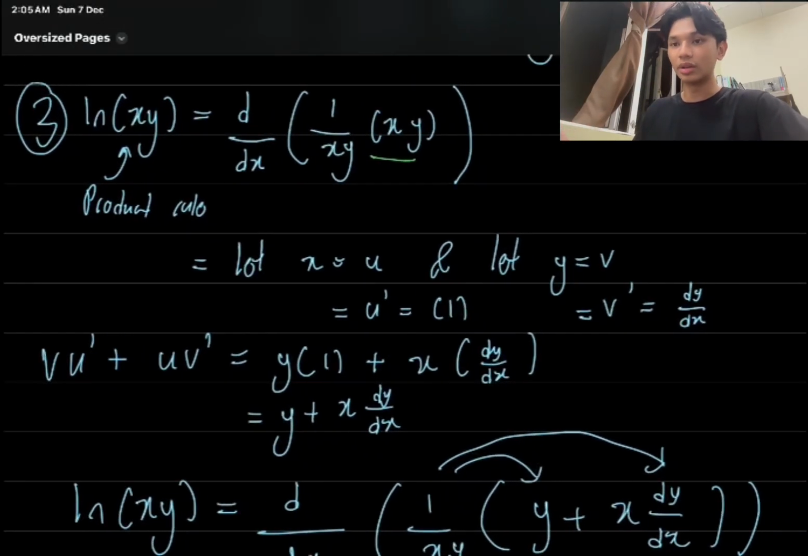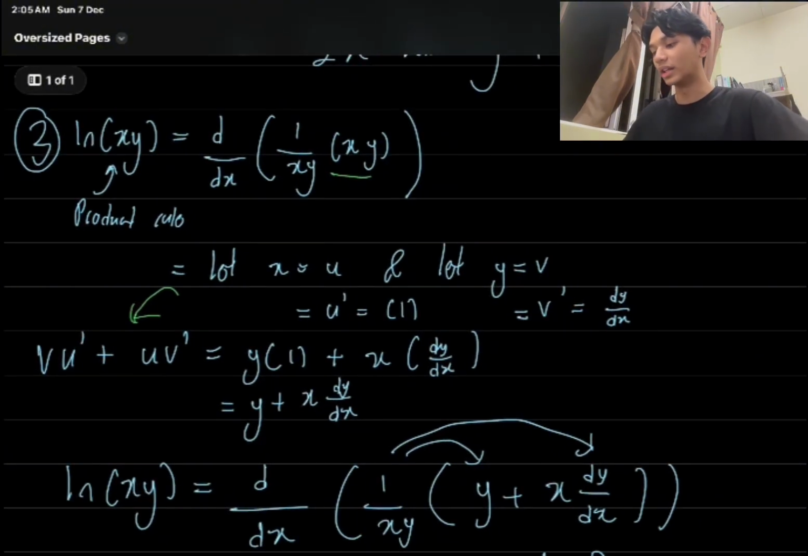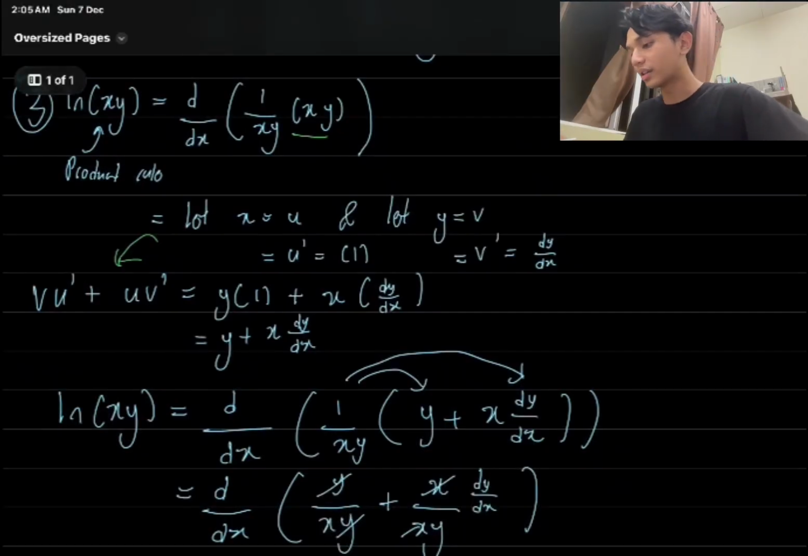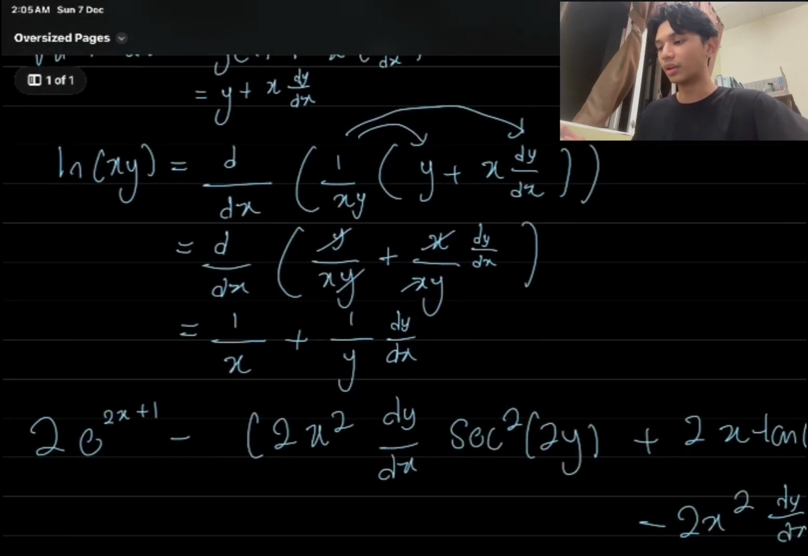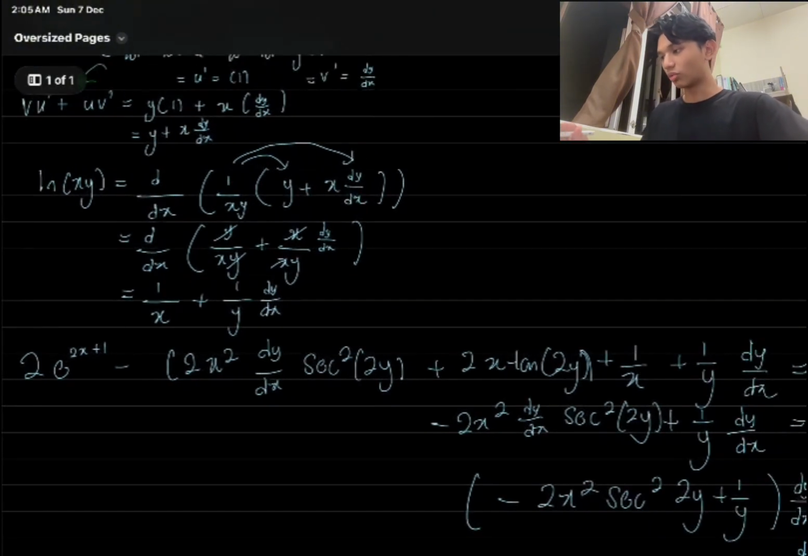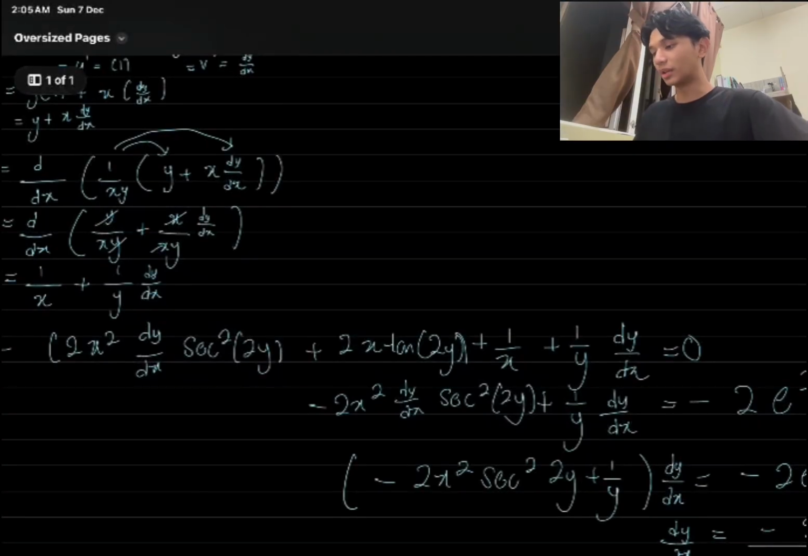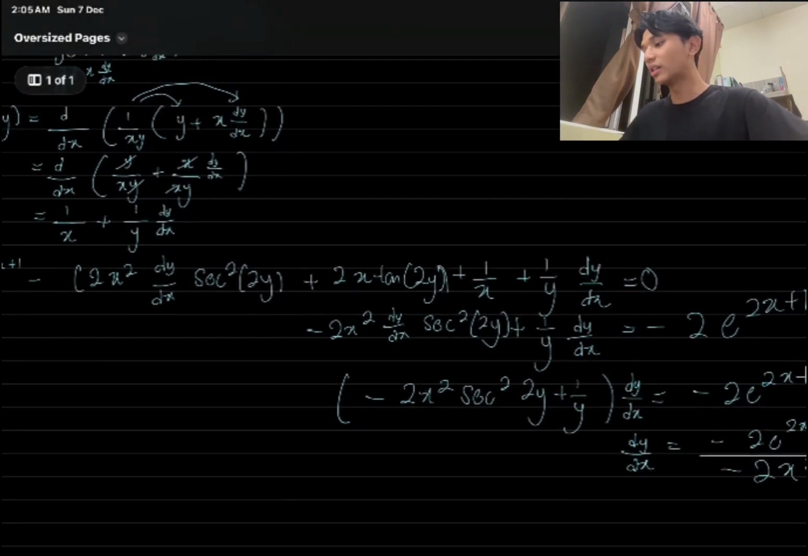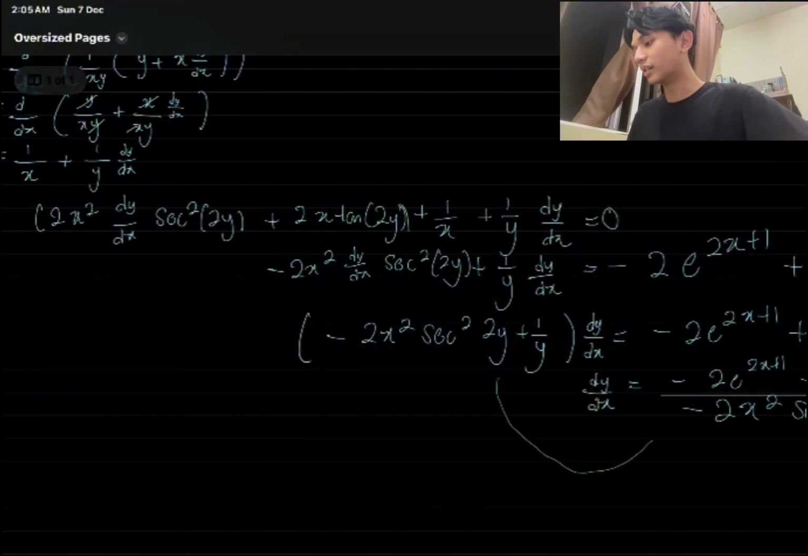Now, after that, we will apply inside our formula v u prime plus u v prime, and then we got y plus x dy dx, alright? And then y over xy will multiply inside the bracket, and then we'll get 1 over x plus 1 over y dy dx, alright? And then I will write the answer back down. Then we'll separate the dy dx and the others, and then we'll factorize the dy dx, and then we will divide the answer right here, right?